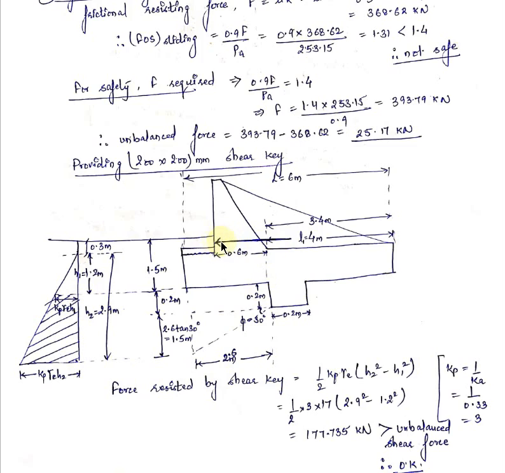See, we know that this total length is 4 meters and this length is 3.4 meters. The total length of the base slab is 6 meters. So the length of this portion, if I subtract 3.4 meters from 6 meters, I will get the length of this portion. 6 minus 3.4, you will get 2.6 meters. So the length of this portion will be 2.6 meters. The dimensions of the shear key we have taken as 0.2 meter depth and 0.2 meter width.